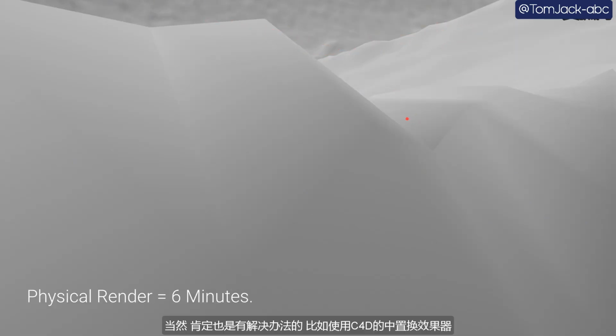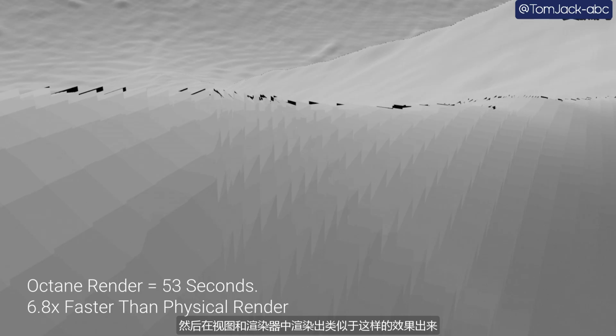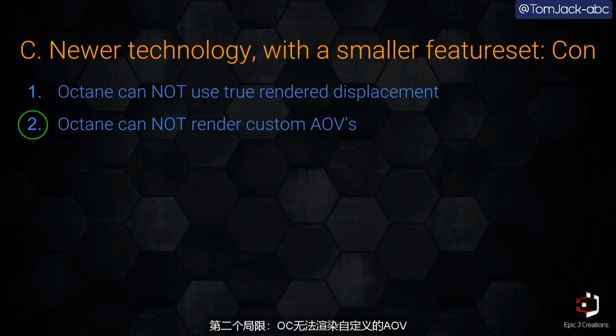Now, of course, there is a way around this. You could simply use the displacer object in Cinema 4D and displace it that way in your viewport, and it would render just like this in Octane. But again, you can't do it on a per material basis like you're used to in Cinema 4D, so that is a drawback. Next up, Octane cannot render custom AOVs.